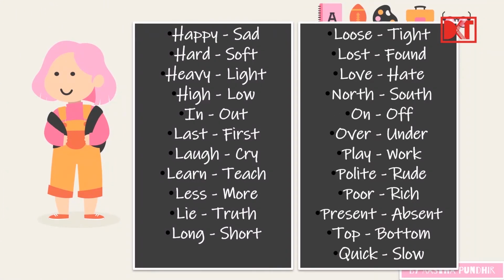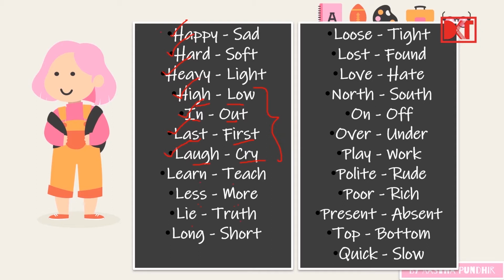Here we have a few more examples for you. Happy and sad, which we did. Hard and soft. Heavy and light. High and low. In and out. Last and first. Laugh and cry. हँसना, रोना. पहला, आखरी. अंदर, बाहर. ऊपर, नीचे. Getting it? Learn and teach. Less and more. कम, ज़्यादा.